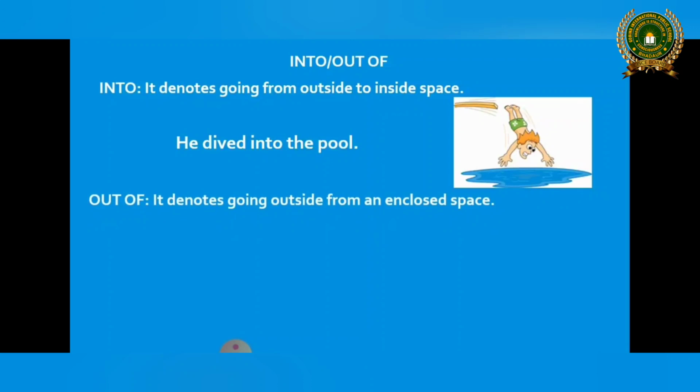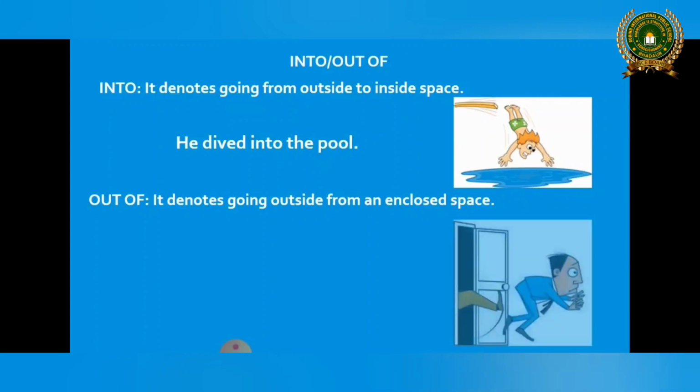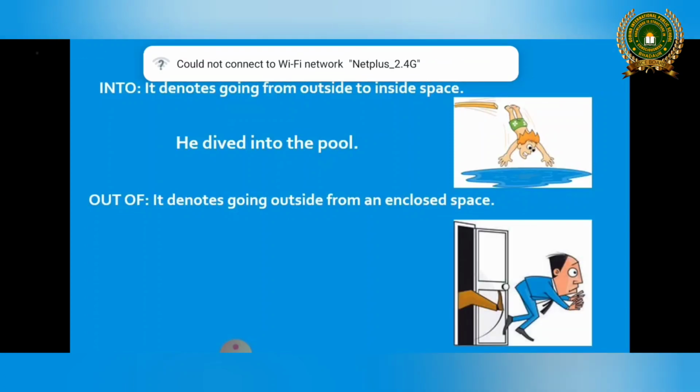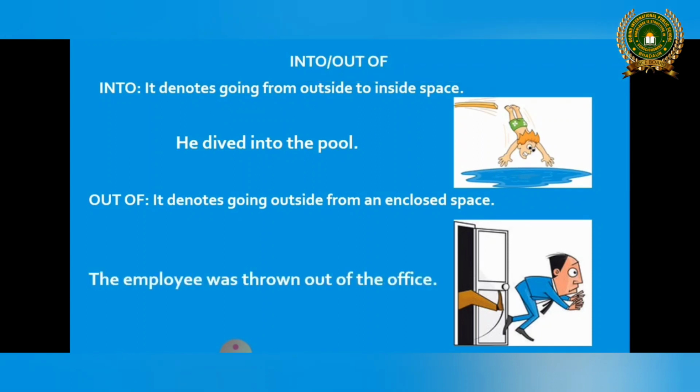So next one is out of. It denotes a motion going outside from an enclosed space, like from a room or from any enclosed area. Okay, like the employee was thrown out of the office. So out of, from inside to outside. Okay, there we will use out of.